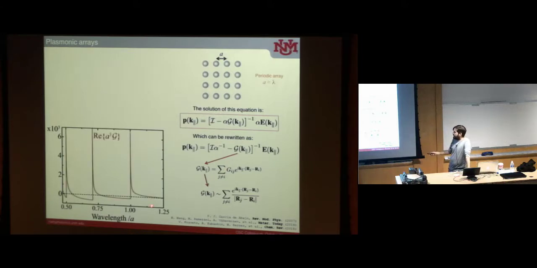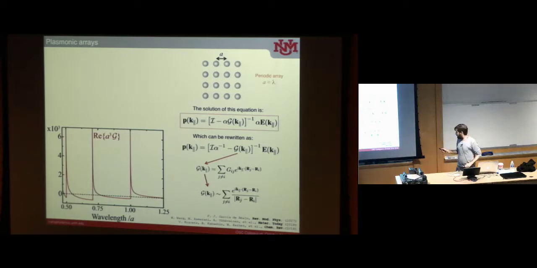If you plot this factor, I'm plotting here for a square array at normal incidence, of course there are wavelengths which coincide with the Rayleigh anomalies of the system, the diffraction orders becoming grazing, where this sum becomes infinite. Why? Because for that particular wavelength, the distance between any two particles times the wave vector, which in my case is just normal incidence, is not going to give me any phase. I'm going to be summing everything in phase, and therefore I'm going to have an infinite value.